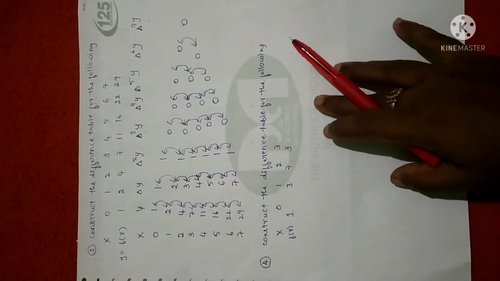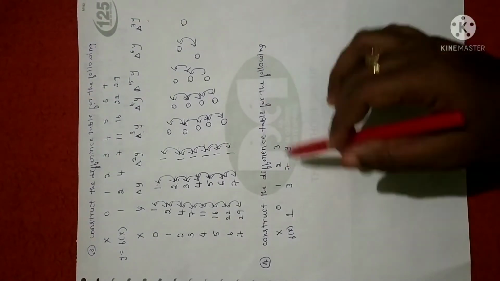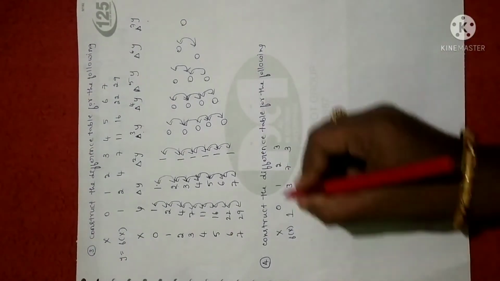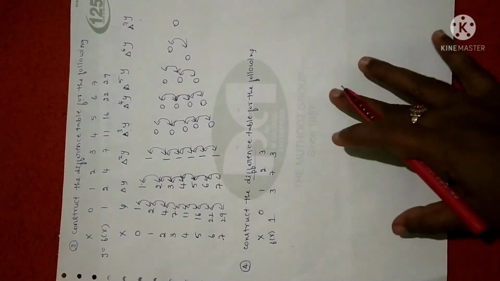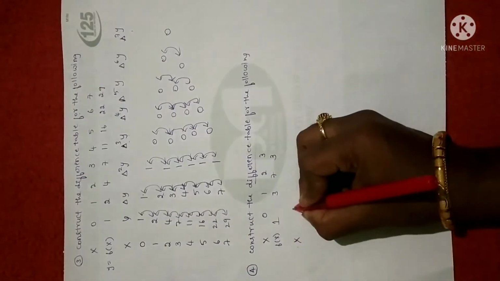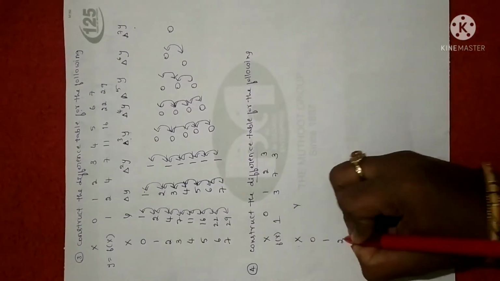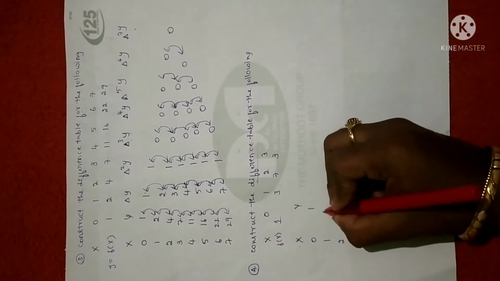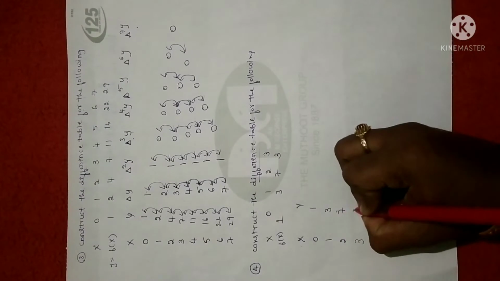Fine. Next, fourth question. Construct the difference table for the following. So values are given as usual. So difference table is asked. Either you can construct forward difference or backward difference. Fine. So let me construct the forward difference table only. So I'll write here x values and corresponding y values: 0, 1, 2, 3. Y values are 1, 3, 7, 3.